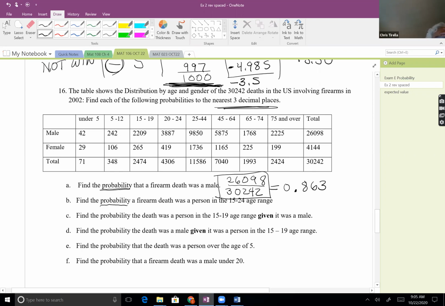Next, find probability. It's a fraction. The word given is not there, so we're using the whole sample space. I want somebody between 15 and 24. Here, you have to be careful because 15 and 24 covers 2 groups. So does it make sense? We need to add those 2 numbers.